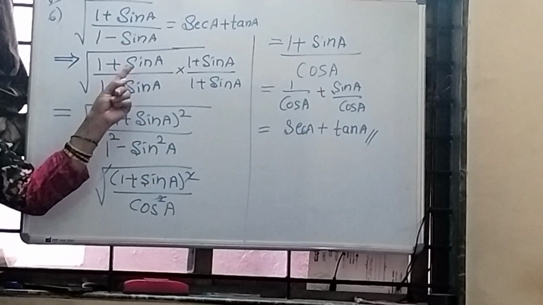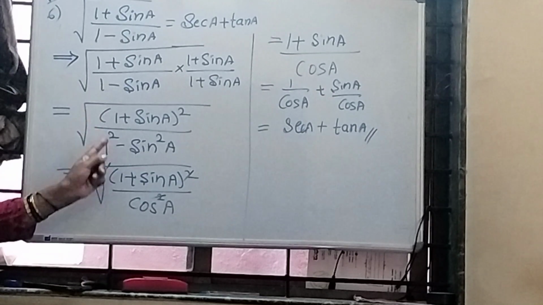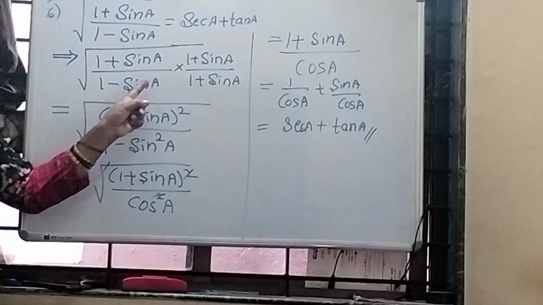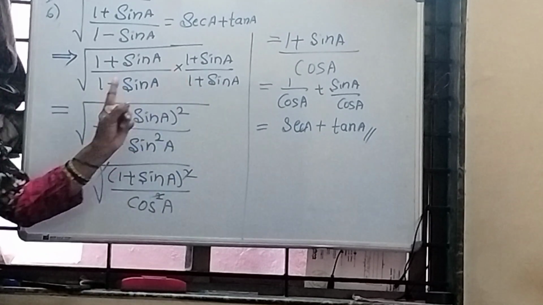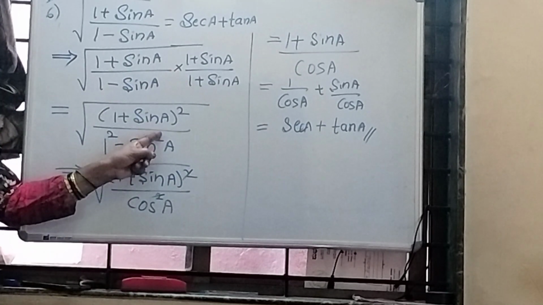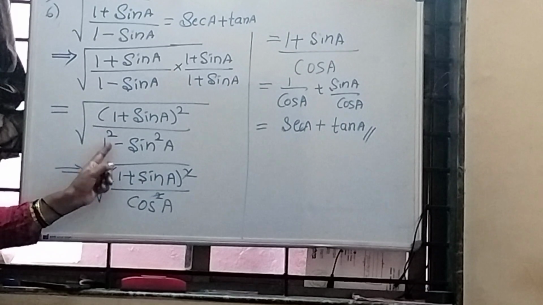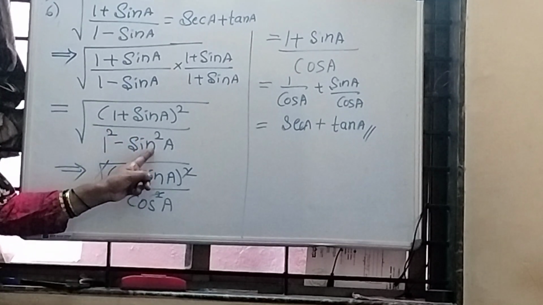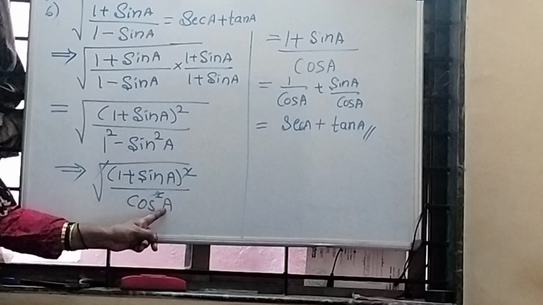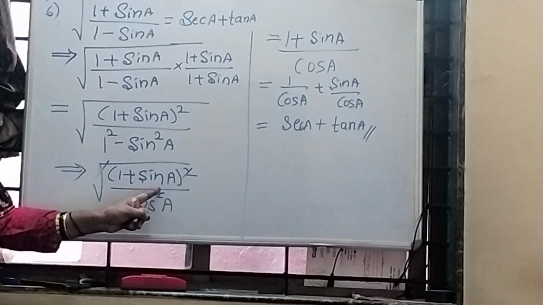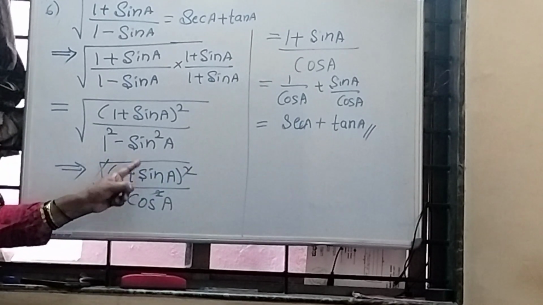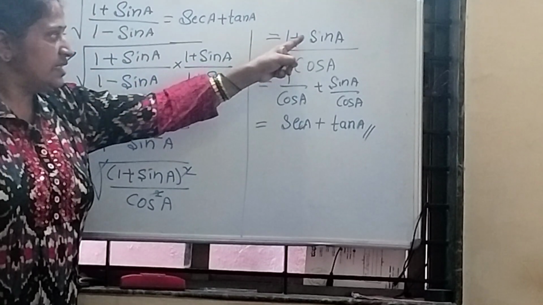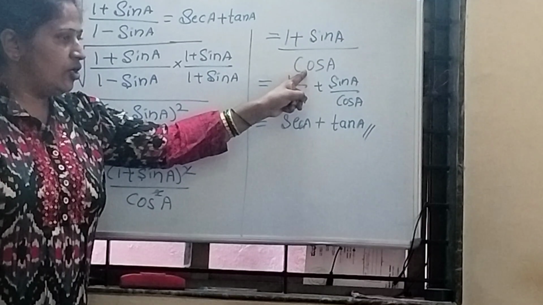It's like a into a is a square. And divided by, this is in the form of (a minus b) into (a plus b). It becomes a square minus b square. That is 1 square minus sin square a. So now 1 square minus sin square a is nothing but cos square a. So here the squares and the root get cancelled. Now we are left with (1 plus sin a) divided by cos a.